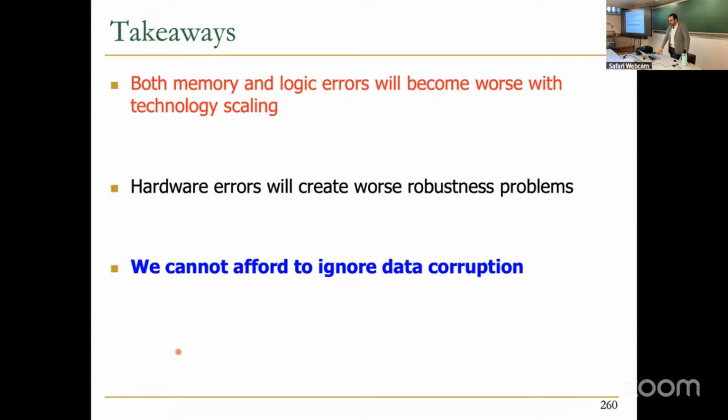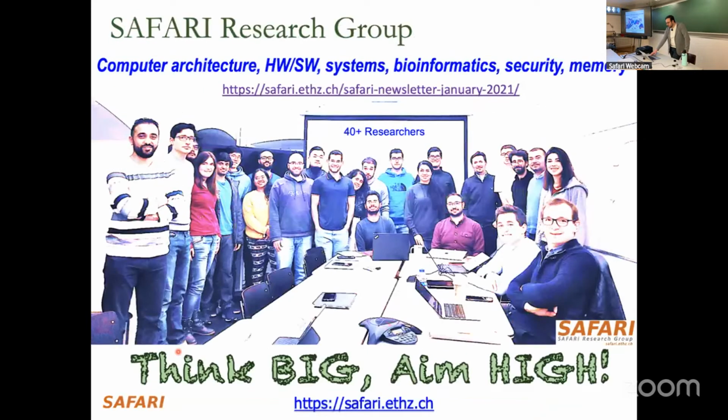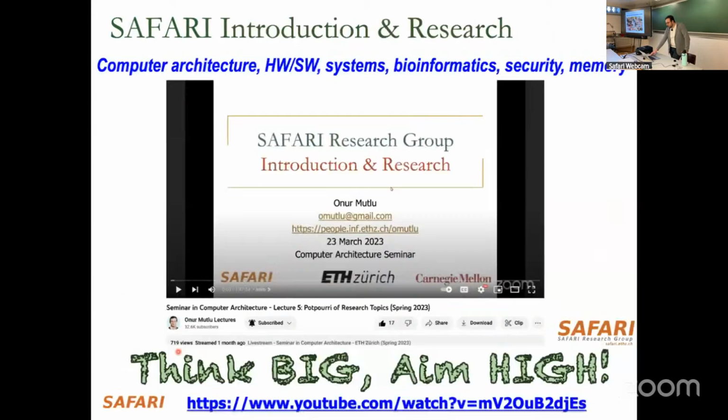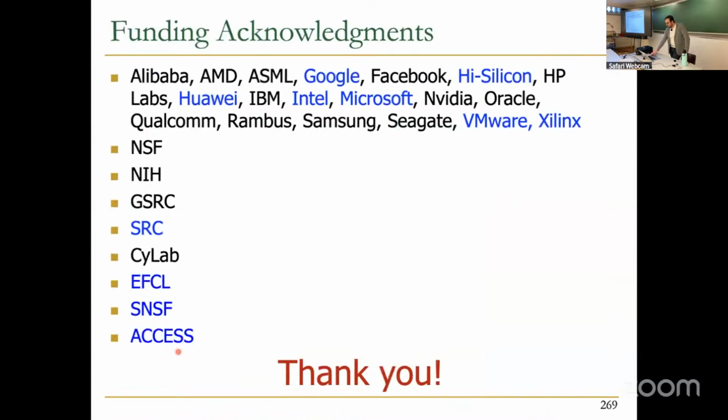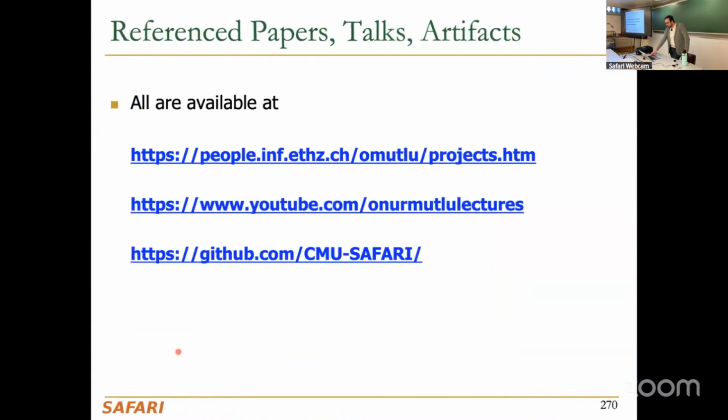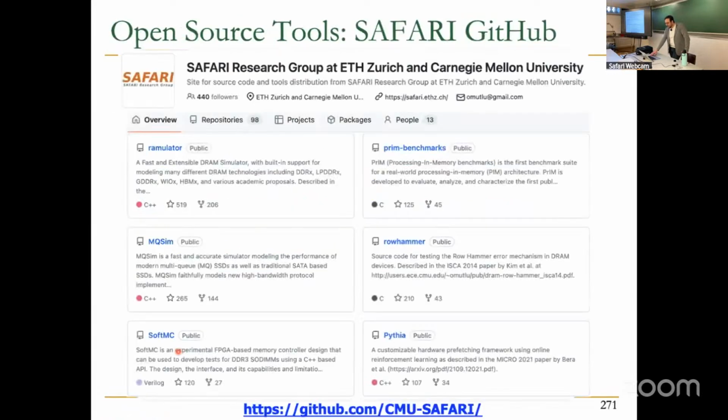Okay, so the takeaways are that both memory and logic errors will become worse with technology scaling. Hardware errors will create worse robustness problems, and we cannot afford ignoring data corruption. It's really important. So this is the SAFARI group. I'm not sure why we have all these slides here, but it's basically appreciating everyone.